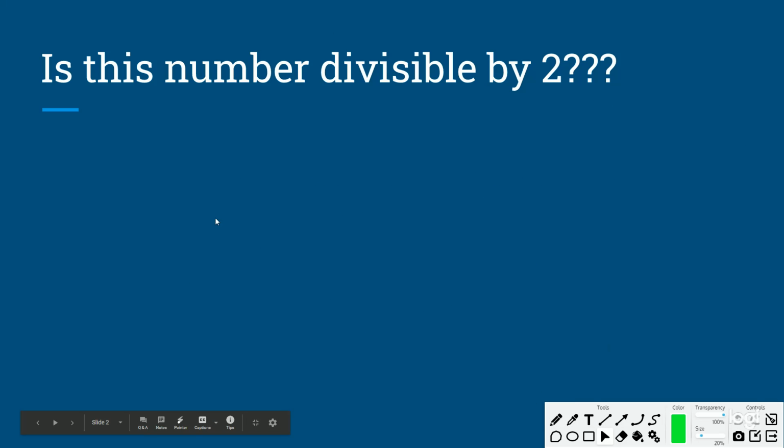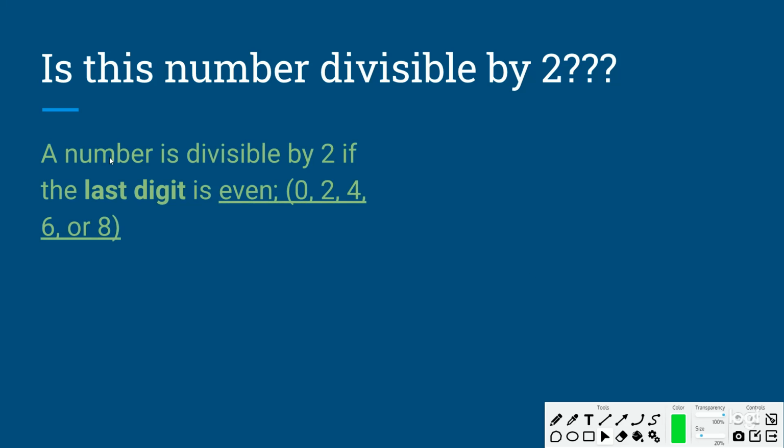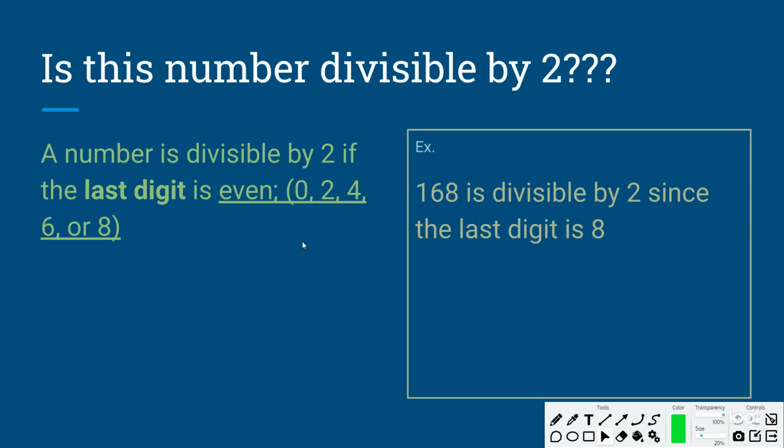And the first one is, is a number divisible by 2? So these are the divisibility rule to see if something is divisible by 2. This is probably one that you already know, but a number is divisible by 2 if the last digit is even, which means it ends in a 0, a 2, 4, 6, or 8. So if the last number in the ones place is a 0, 2, 4, 6, or 8, then we know that that number would be divisible by 2. An example, 168 is divisible by 2 since the last number is 8. So since 8 is the last number here, we know that this entire number can be divided by 2.